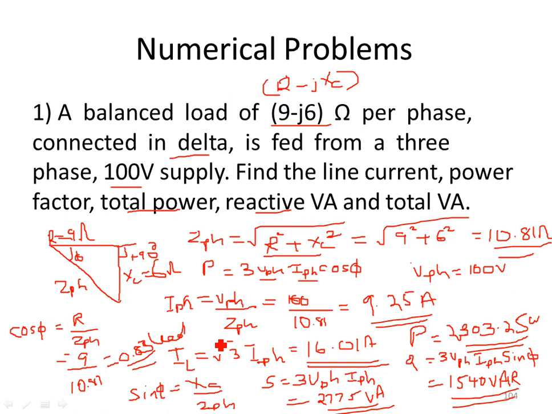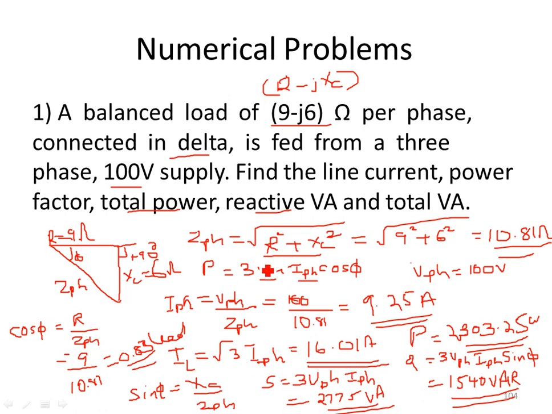Now, to find power, you need to find the power factor. From the impedance triangle, power factor is R by Z phase. R is 9 and Z phase is 10.81, so it is 0.83. Since it is an RC circuit, the power factor is leading. So power factor is 0.83 lead. Next step is finding the line current. Line current is root 3 times phase current. Phase current is 9.25, so multiplying 9.25 by root 3, you will get 16.01 ampere.